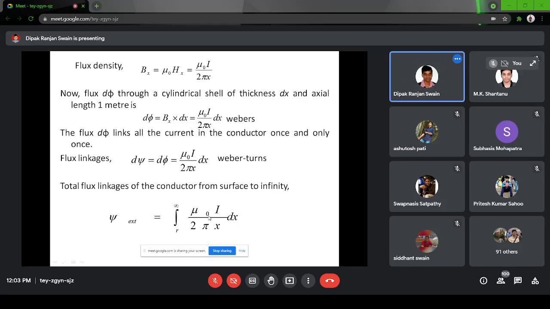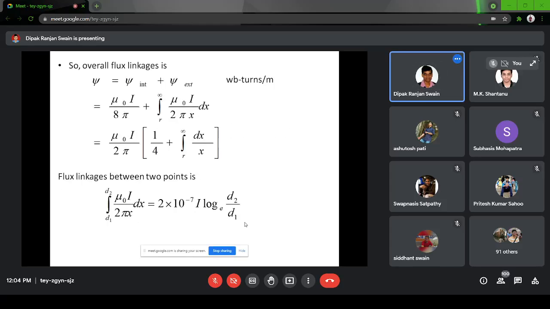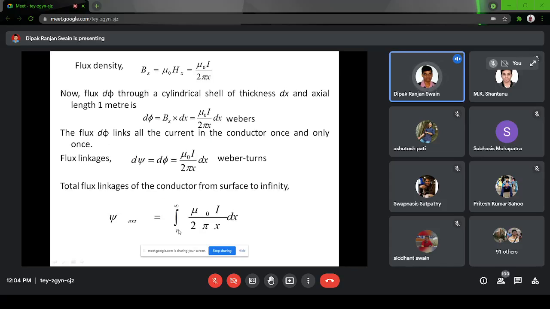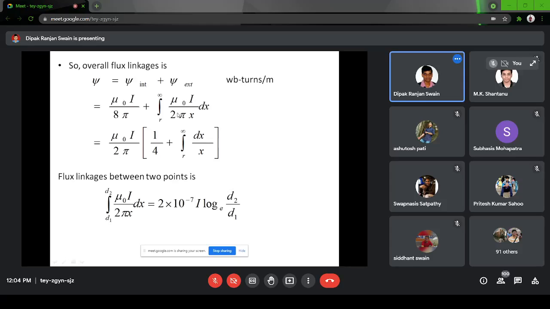Now here, mu 0 I and 2 pi are constant, so it is the integration of 1 by x dx, which gives you a ln term. So when you do the calculation next, you will see that ln terms will be there. So what will be the total flux linkage? Internal flux linkage plus external flux linkage. The internal flux linkage we calculated is mu 0 I by 8 pi. The external flux linkage we calculated is the integration from r to infinity of mu 0 I by 2 pi x dx. Taking mu 0 I by 8 pi common, it is 1 by 4 plus the integration from r to infinity of dx by x.